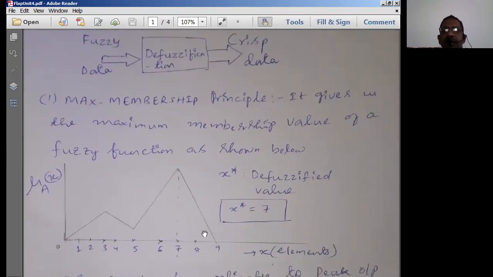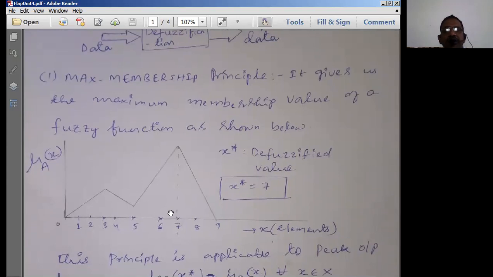Crisp means exact data, or data very close to exact, is known as crisp data for us. The first method is a very simple method, the maximum membership principle method. What is this maximum membership principle? It gives us the maximum membership value of a fuzzy function as shown below. In a given membership function, you simply have to look at the maximum value of the membership function.